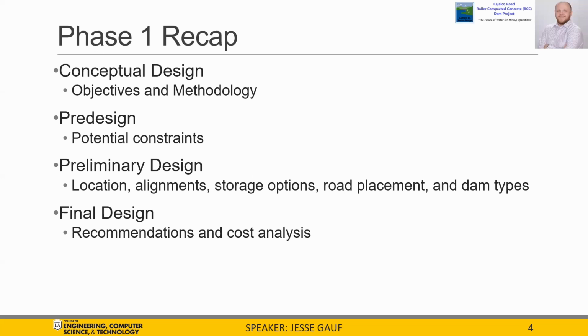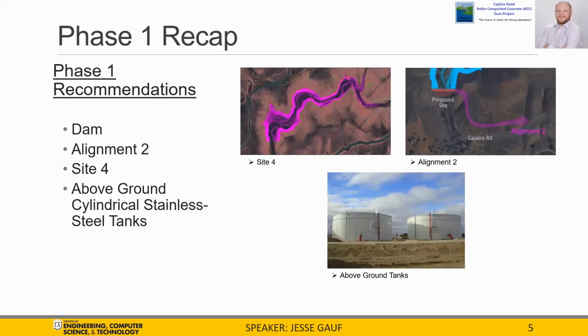Preliminary design involved discovering the best locations, alignments, storage options, road placement, and dam types. Final design provided all the team's recommendations along with a cost analysis. As shown in the figures to the right, the final recommendations for Phase 1 included a dam, alignment 2, site 4, and above-ground cylindrical stainless steel tanks.